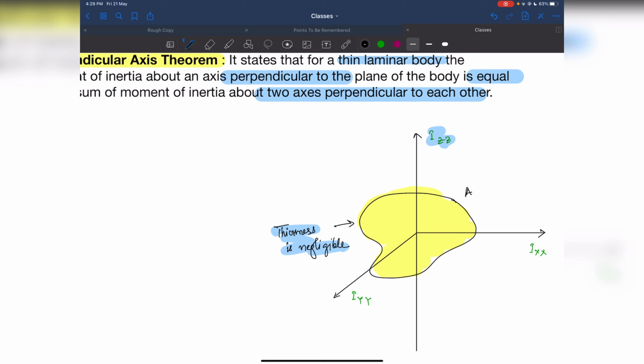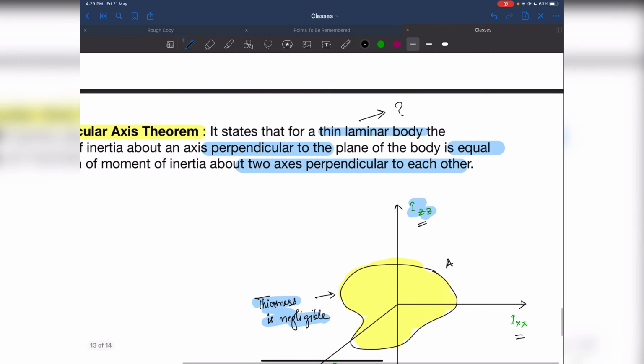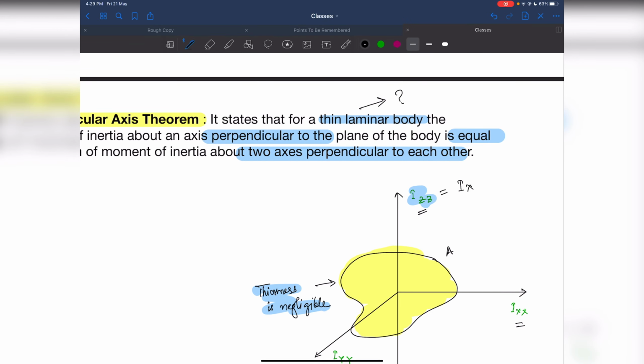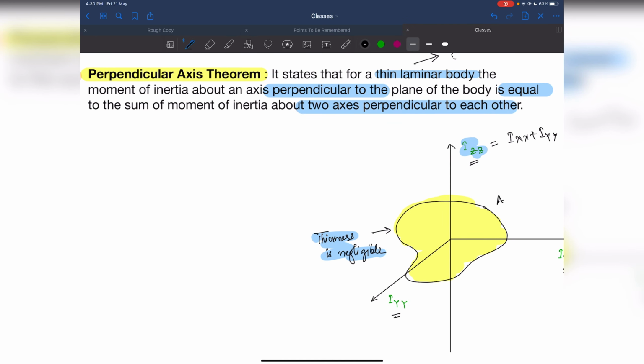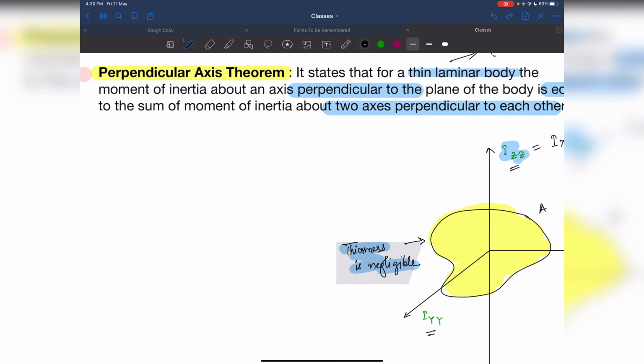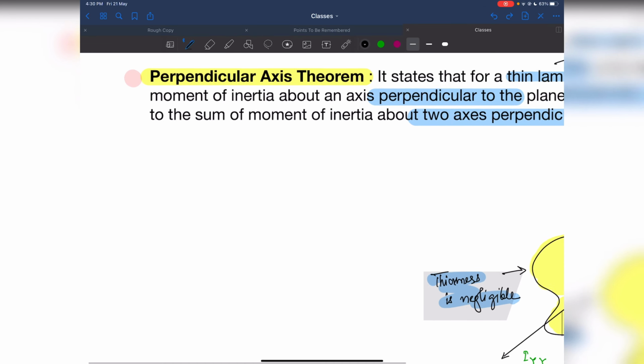Now for a thin laminar body, the moment of inertia perpendicular to the plane of the body, that is Izz, can be written as the sum of the moment of inertia about Iyy and Ixx. That means I can write Izz equal to Ixx plus Iyy. That is, the moment of inertia about the axis Z is equal to the sum of the moments of inertia about the axes Y and X. Okay, we'll see the proof of this. Thin laminar body is a required condition, and it will be necessary again in the proof. So let's start the proof.